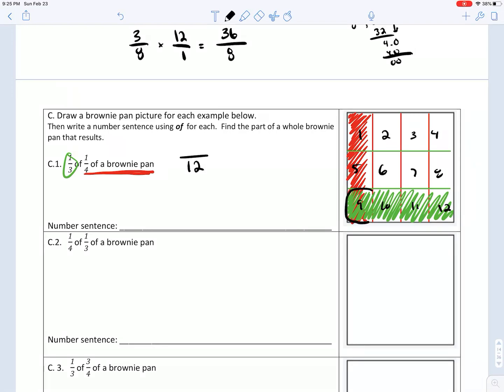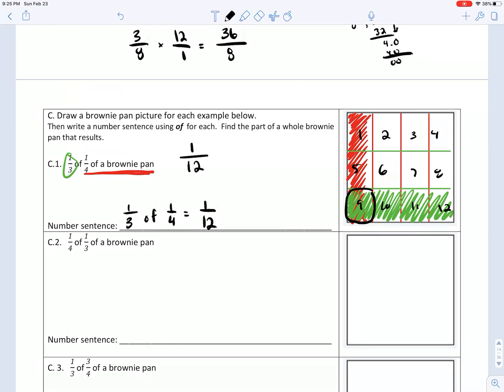And then how many squares overlap? Well, it looks like there's only one square. So 1/3 of 1/4 of a brownie pan is 1/12. So we say 1/3 of 1/4 is equal to 1/12. And there we have a number sentence.